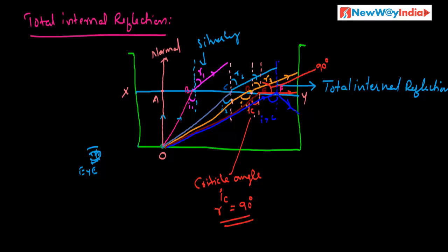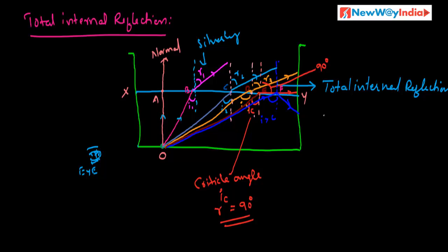So what happened here? It is reflection. The ray OF satisfies the laws of reflection. So this phenomenon is called total internal reflection. What is total internal reflection here? When you incident a ray at more than the critical angle, then it gets reflected. That is called total internal reflection.